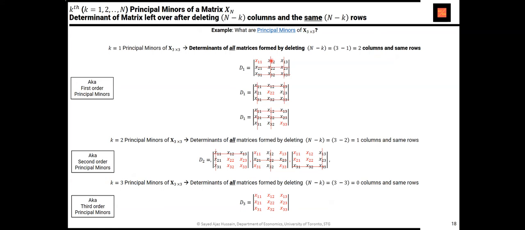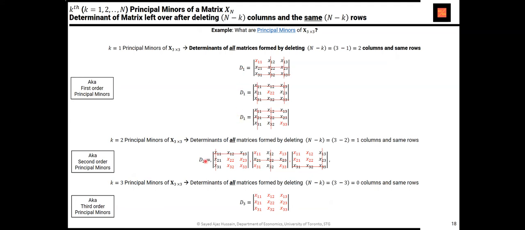So here I can delete the second and third columns, second, third rows. I can delete the first, third columns and first, third rows, or I can delete the first, second columns and first, second rows. What's left over are the determinants of those matrices, your first order principal minors. I apologize for the notation. All D1s refer to the same thing. They're all first order principal minors, but there are 3 of those over here.